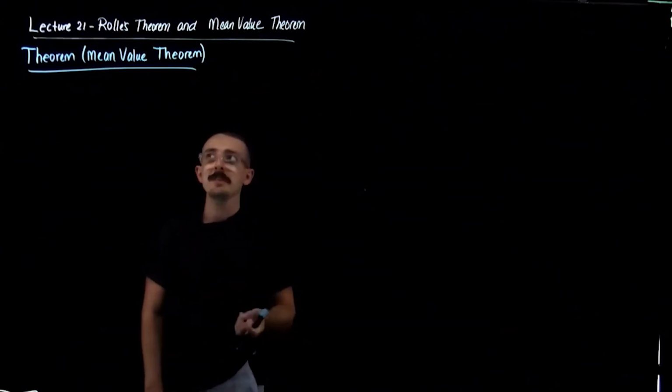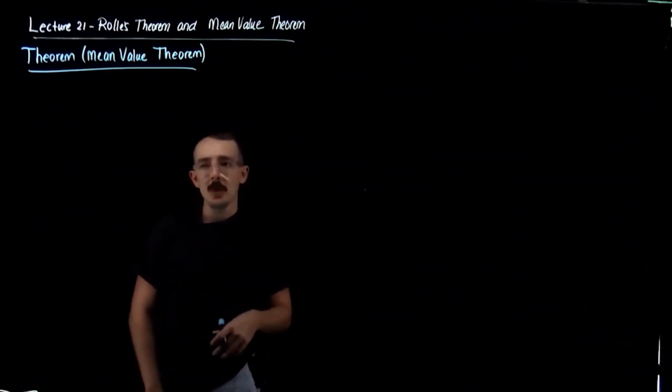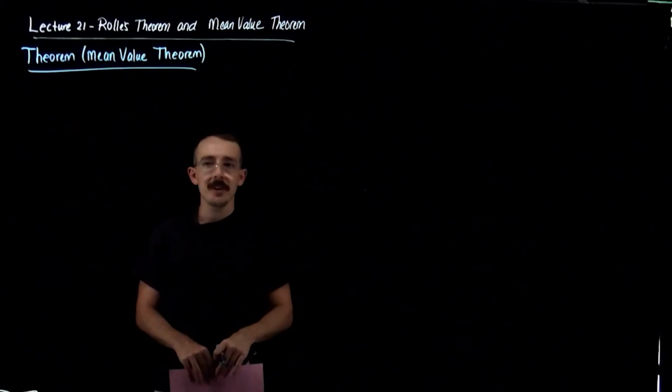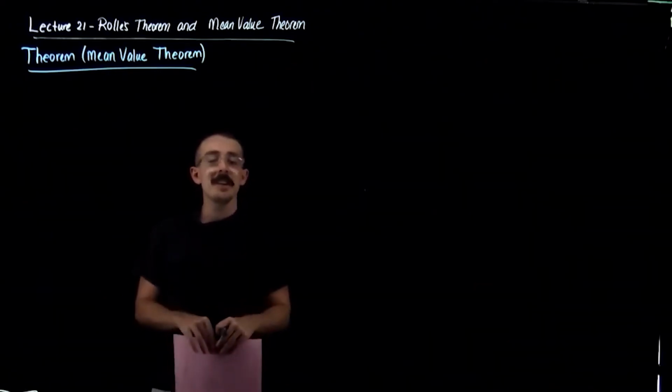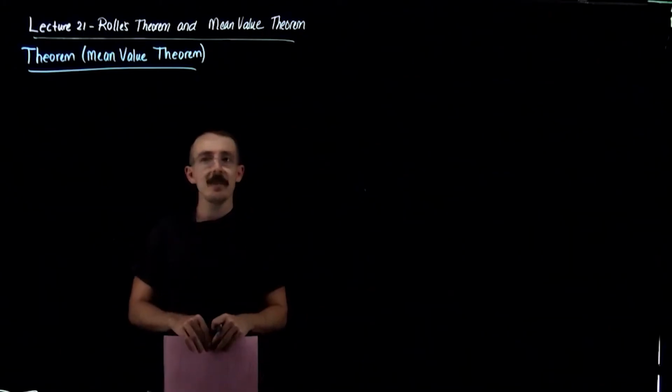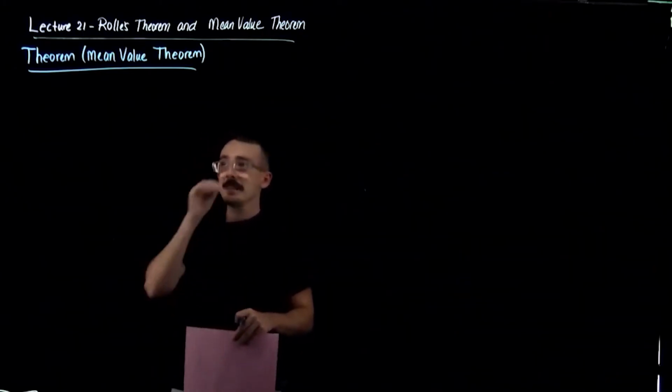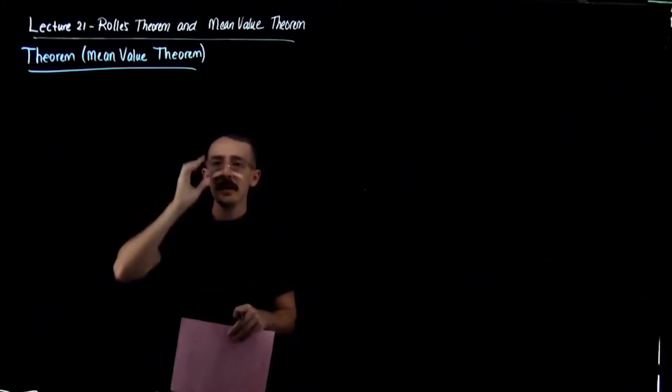Everyone, and welcome to lecture 21, which will be on Rolle's theorem and the mean value theorem. These are the two major results we're going to be covering in today's lecture, and I'll also do a number of examples that involve these two theorems. So let's first take a look at the mean value theorem.